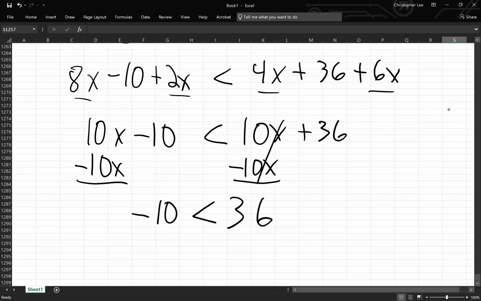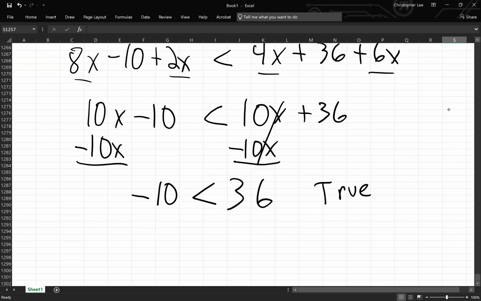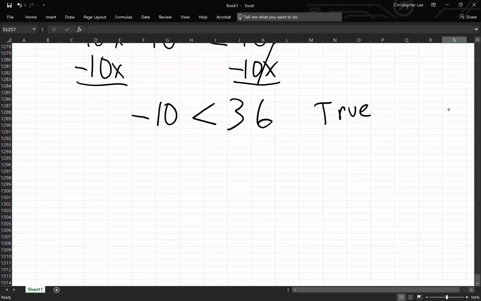All right. So now let me ask you guys a question. Is this true? Is negative 10 less than 36? All right, so this is a true statement, right? Yes, some could be untrue. So if I said that positive 36 is less than negative 10, that's false, right? So when it's a true statement like this, negative 10 is less than 36. Look at your number line.